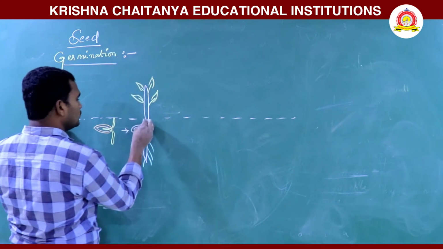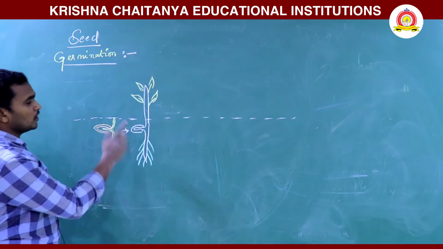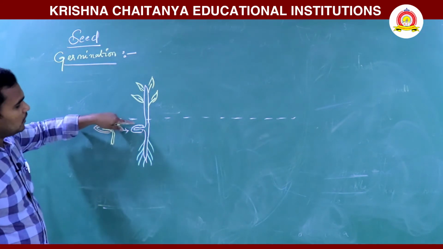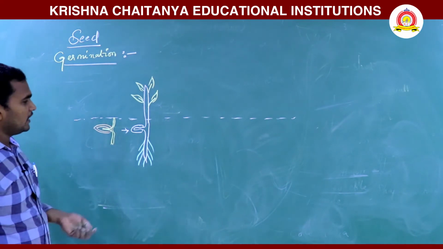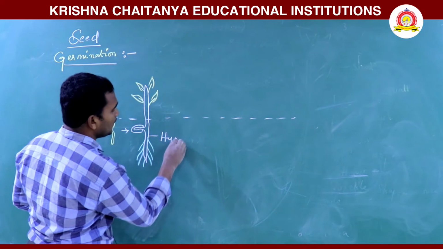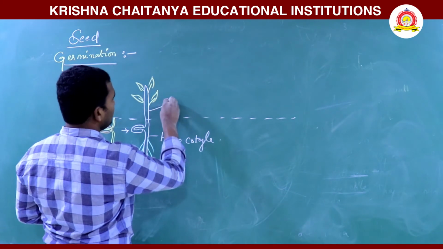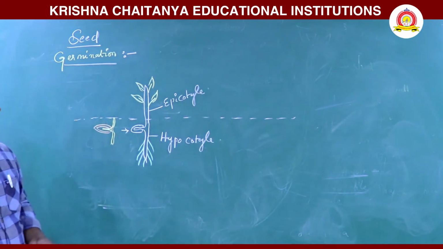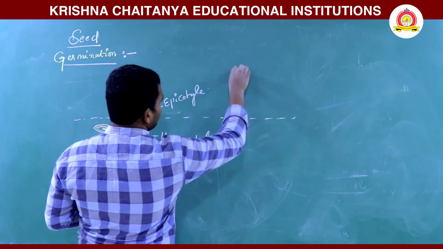Here cotyledons are also there. The cotyledons will be removed after the root and shoot formation is complete. The cotyledons completely utilize the food material, and if a small remaining part is there, it will be degenerated. Next, this part is called the hypocotyl, and this is called the epicotyl. Hypocotyl and epicotyl.